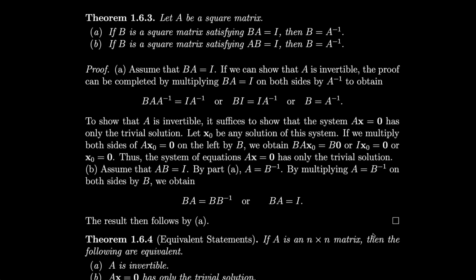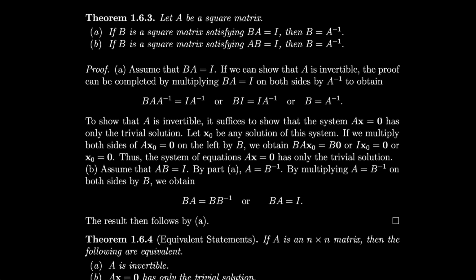Let's prove this. First, assume that BA is the identity. If we can show that A is invertible, then we can complete the proof by multiplying BA equals the identity on both sides by A inverse, because notice that'll cancel out A, right? And then we'll just get B as A inverse, because B times the identity is B, I times A inverse is A inverse.